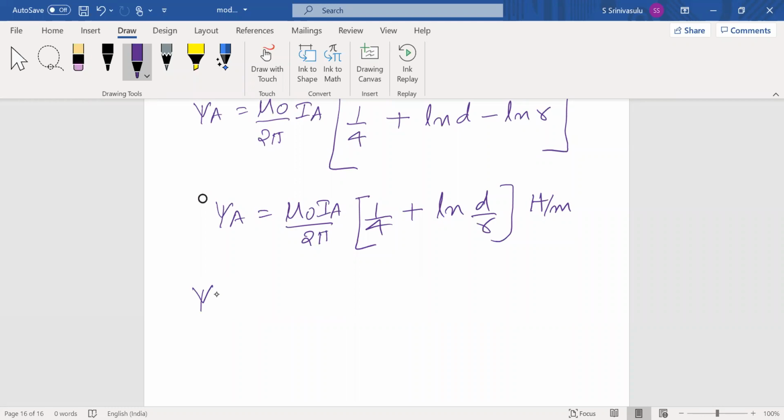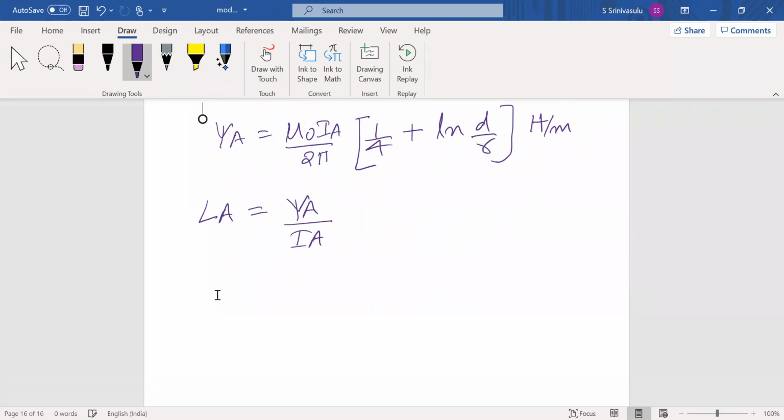Next, I want to find LA, the inductance of conductor A. LA equals the total flux linkage psi a divided by the current flowing, Ia. We already found the total flux linkage of conductor A in the case of symmetrical spacing, that is psi a. Now LA equals psi a by Ia. When we substitute, LA equals the same thing, mu naught by 2 pi, this Ia will get cancelled, and we write the remaining terms, that is 1 by 4 plus ln of D by r.